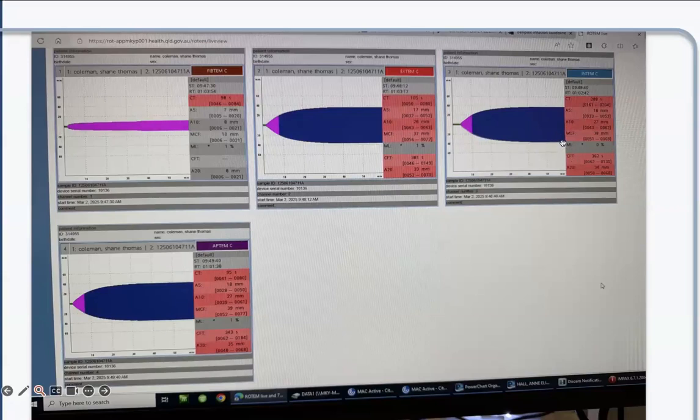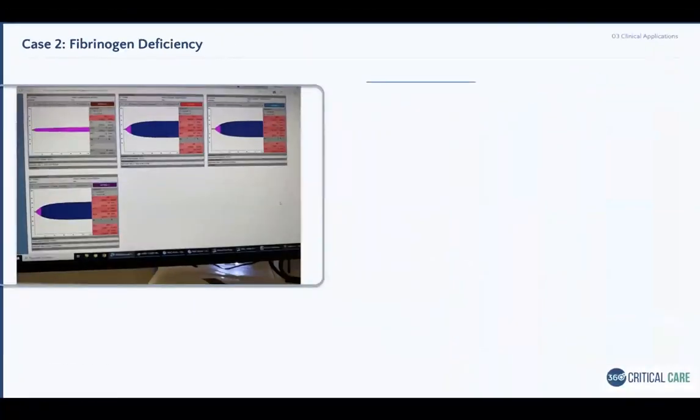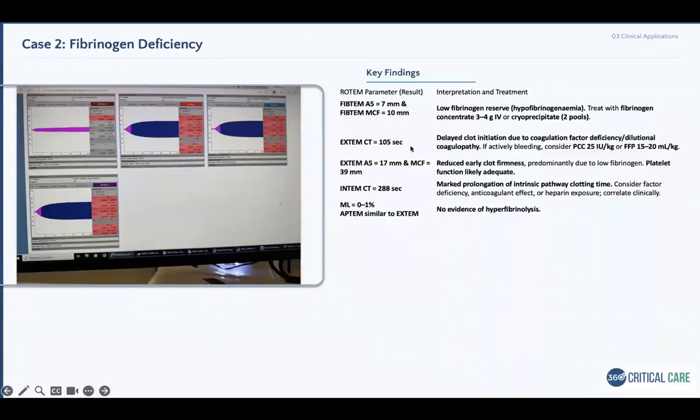Now the next thing you see is the clot lysis. That's 0%, 1%. So that's pretty normal. So there is no issue with fibrinolysis. So what will you do? You will give platelets and fibrinogen to this patient. So again, in Fibtem, A5 is 7 and clot firmness is only 10. So low fibrinogen level, treat with fibrinogen. You can give either cryo or fibrinogen concentrate.